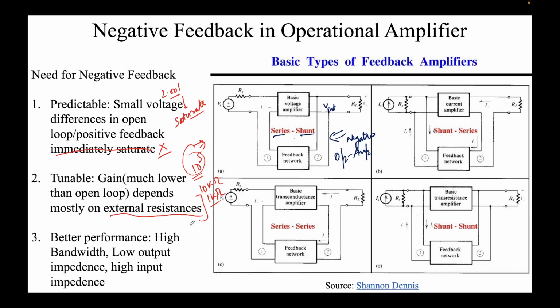And the third advantage, which we'll see in some later sessions, is that negative feedback circuit provides better performance in terms of high bandwidth, low output impedance, and high input impedance. We saw that output impedance ideally should be 0, but that's not the case. We get a few milliohms. Similarly, input impedance ideally should be infinity. That's not the case. We get a few mega ohms. We'll see in a future session how negative feedback helps us achieve these values.